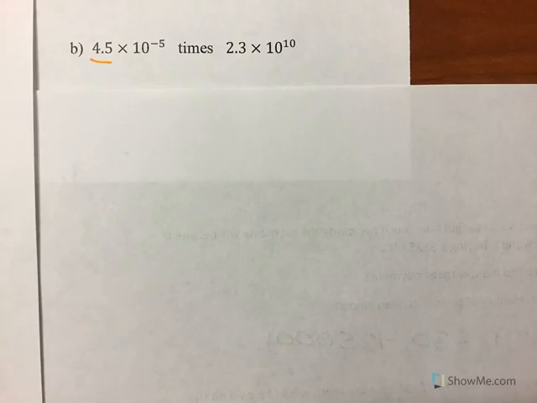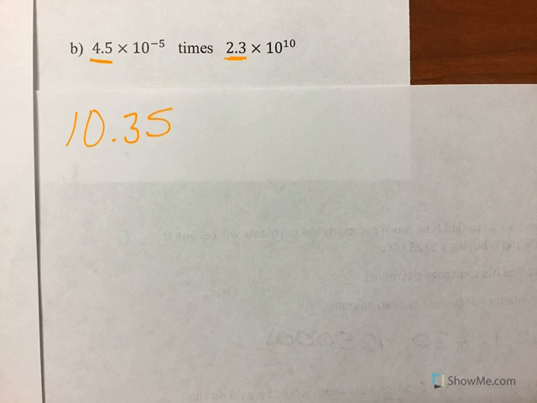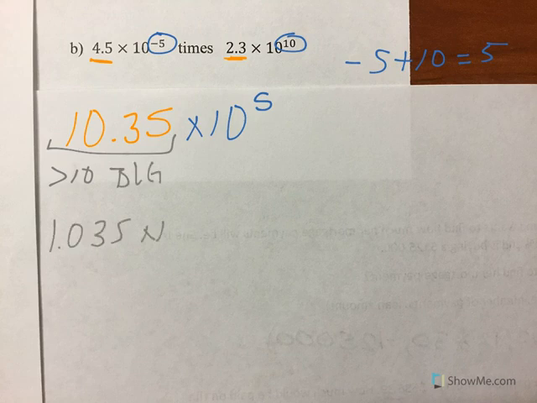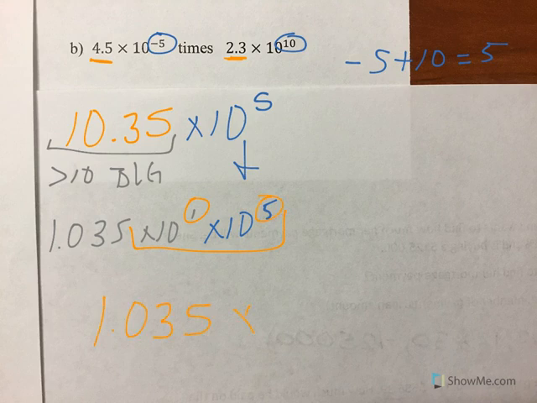Now we're going to multiply. So first, my non-zero numbers get multiplied together. 4.5 multiplied by 2.3 results in 10 and 35 hundredths. Now I'm going to add my exponents because when we multiply same base we add. So I get times 10 to the 5th because negative 5 plus 10 is 5. Hopefully you recognize this is greater than 10. So that's big. So this is the same as 1.035 times 10 to the 1st. And then I still have the times 10 to the 5th. So when I put these together, 1 plus 5 is 6. So my final answer is 1.035.